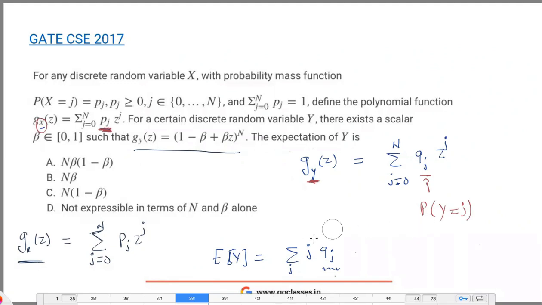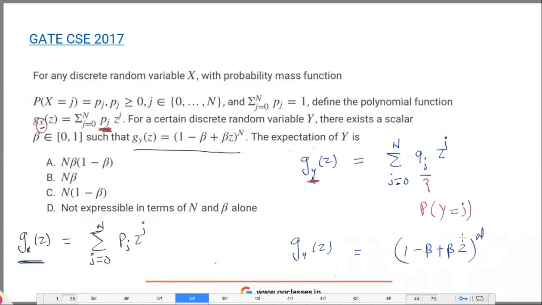Okay. But they have given gy something. What is that they have given? They have given gy to be something else, which is this also, right? And I'm getting this, and they have given like this. Now, can we do one thing? Can we compare these two functions and can we get the qj's out of it?